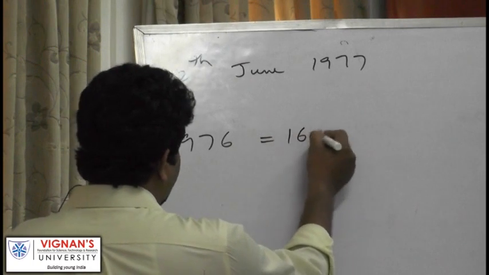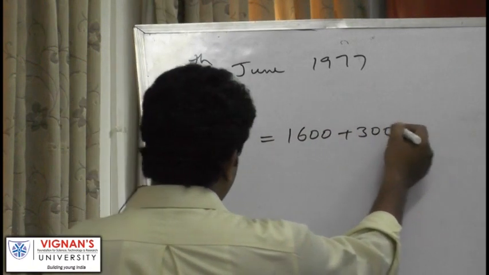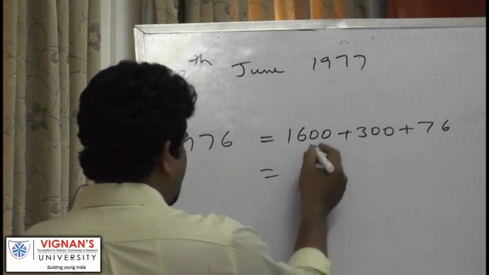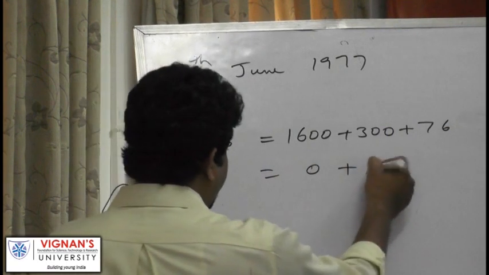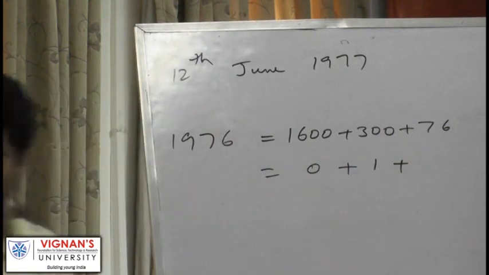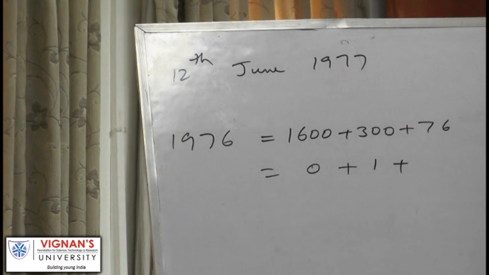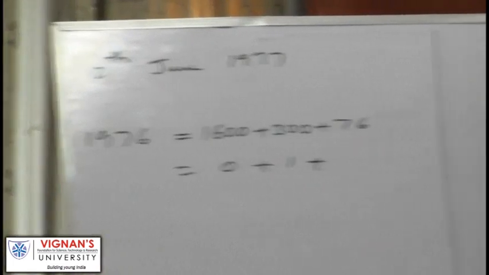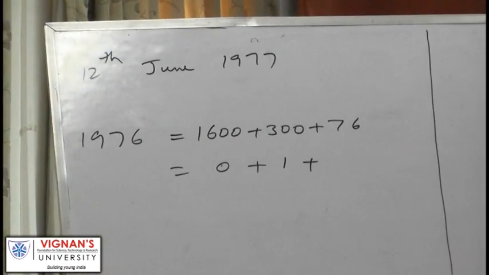So I am dividing this as 1600 plus 300 plus 76. 1600 years have 0 odd days, 300 years have 1 odd day. That was already explained in the class, right? After every 400 years you have 0 odd days. Multiples of 400, you don't have any odd days. 100 years have 5 odd days, 200 years 3 odd days, 300 years 1 odd day, 400 years 0 odd days.